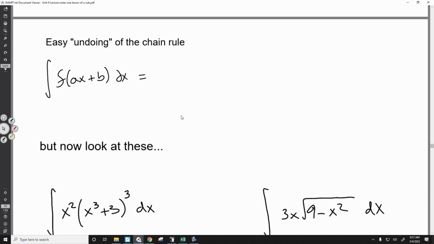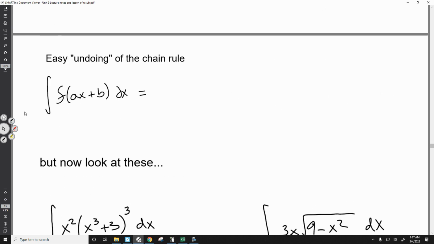Okay? So this is a review from Unit 6. The easy undoing of the chain rule. Why don't we just start with F prime here, just for easy purposes so that we don't use big F. If you have a composition and it's just x to the first power, we can take the antiderivative of the outside and leave the inside alone. The antiderivative of F prime is F. But we need to undo the derivative of the inside. We need this 1 over x. Okay?